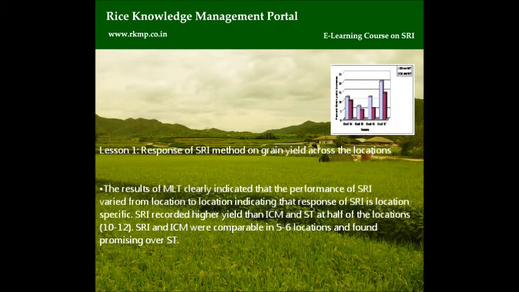Lesson 1. Response of the SRI method on grain yield across the locations. The results of MLT clearly indicated that the performance of SRI varied from location to location, indicating that the response of SRI is location specific. SRI recorded higher yield than ICM and ST at half of the locations, that is 10 to 12. SRI and ICM were comparable in 5-6 locations and found promising over ST.